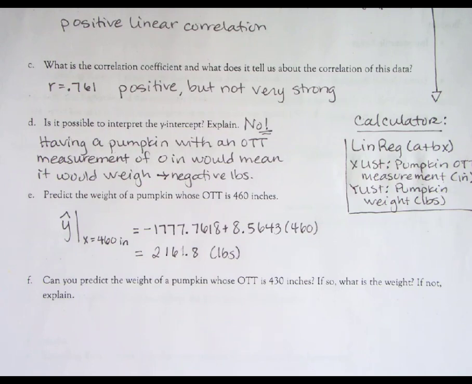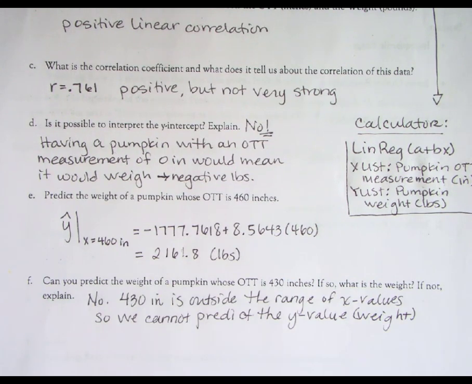Finally, we're asked to predict the weight for an OTT of 430 inches. Notice that 430 inches is outside of the range of values we have for the pumpkins here. In fact, the smallest value we have is 436. Because 430 is outside that range, I am not able to predict the weight of that pumpkin. So we would say no. 430 inches is outside that range of x values, so we cannot predict the y value, which is the weight.